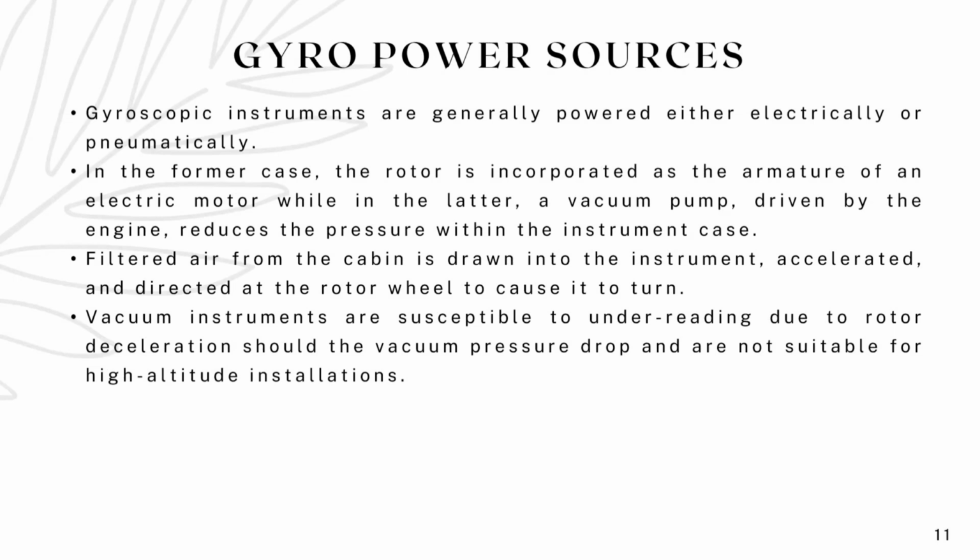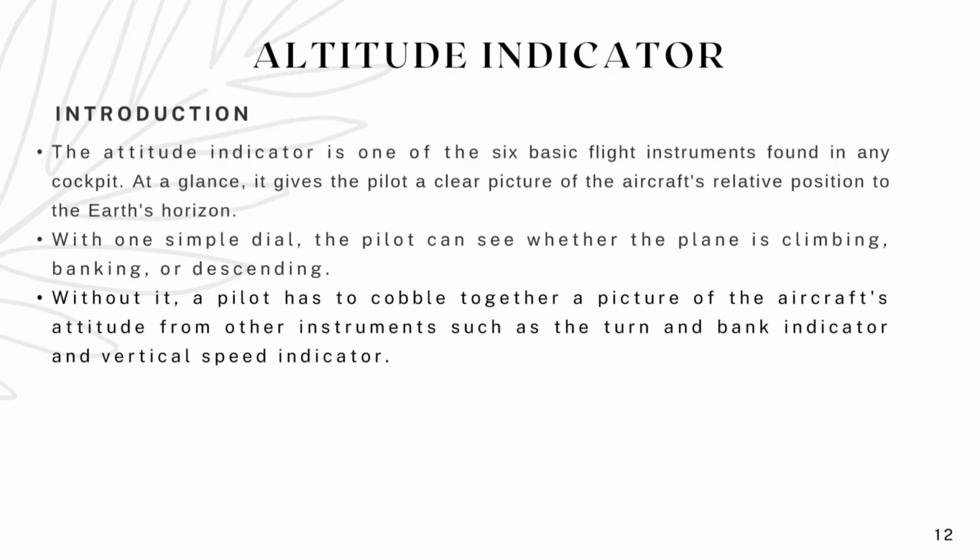The gyro power sources. Gyroscopic instruments are generally powered either electrically or pneumatically. In the former case, the rotor is incorporated as the armature of an electric motor, while in the latter, a vacuum pump driven by the engine reduces the pressure within the instrument case. Filtered air from the cabin is drawn into the instrument, accelerated and directed at the rotor wheel to cause it to turn. Vacuum instruments are susceptible to underreading due to rotor deceleration should the vacuum pressure drop, and are not suitable for high altitude installations.